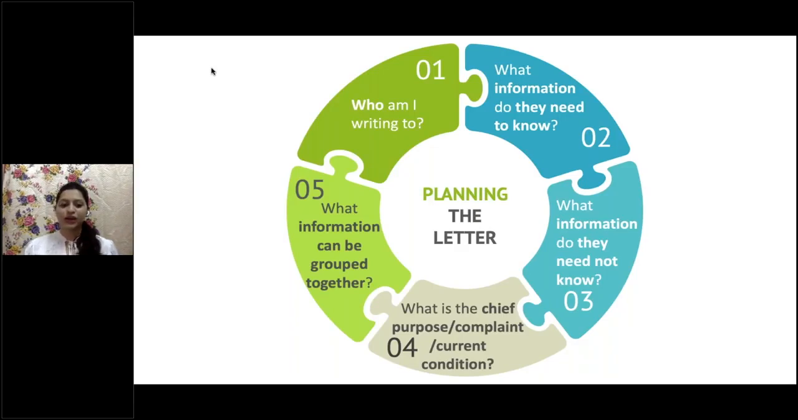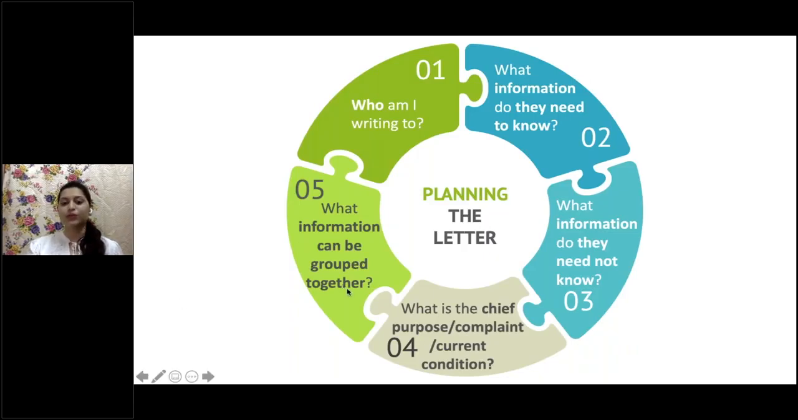So don't try to add in every bit of information just because it's mentioned in the notes. They're also checking if you can choose the relevant information and discard or leave out the irrelevant ones. So only include what they need to know. What is the chief purpose or complaint or the current condition? Always mention that, because otherwise your letter is going to be pretty purposeless, or they're not going to get the point. And purpose happens to be one of the main and the first criteria that they evaluate on.